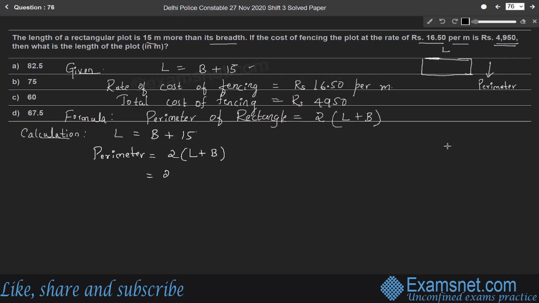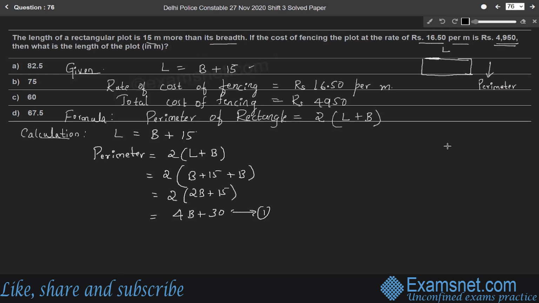Perimeter is equal to 2 times, not breadth, substitute the value of length. B plus 15 plus B, which is equal to 2 times 2B plus 15. Perimeter is 4B plus 30. So perimeter of the rectangle is 4B plus 30. According to the question, cost of fencing the plot at the rate of 16.50 rupees is 4,950.